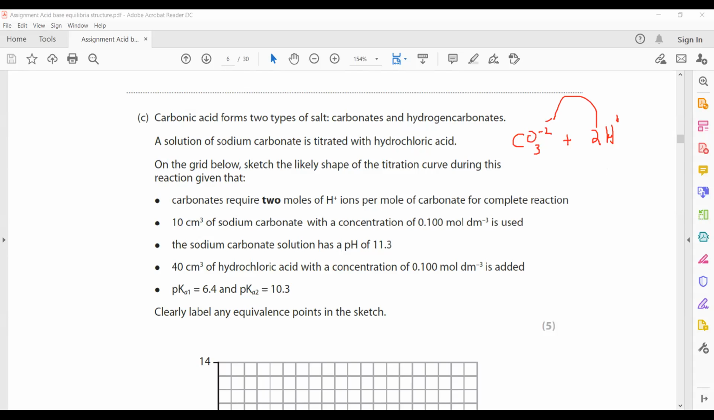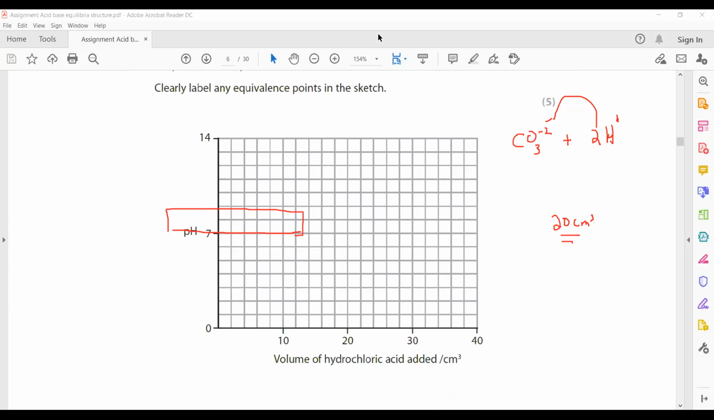So what was the original volume of this sodium carbonate solution? 10 cm cube. So if I have 10 cm cube of sodium carbonate, how much hydrochloric acid should be there? It means the equivalence point will occur when we have 20 cm cube of acid. So complete neutralization. So when we add 20 cm cube, the vertical part is from 4 to 7.